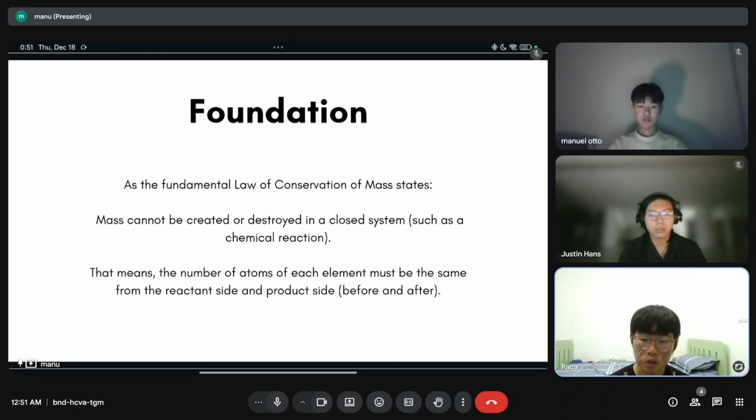Before we get into the math, let's look at the physics. Everything here is based on the law of conservation of mass. This law states that mass cannot be created or destroyed in a closed system. In terms of chemistry, this means the number of atoms for every single element must be identical on both the reactant side, what we start with, and the product side, what we end with. This conservation principle gives us the exact constraints we need to build our equations.